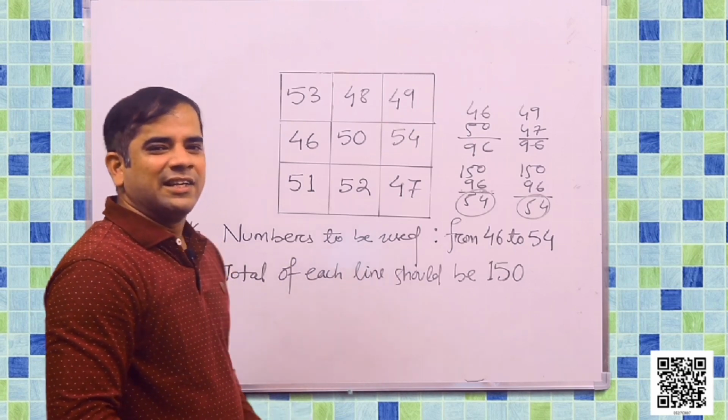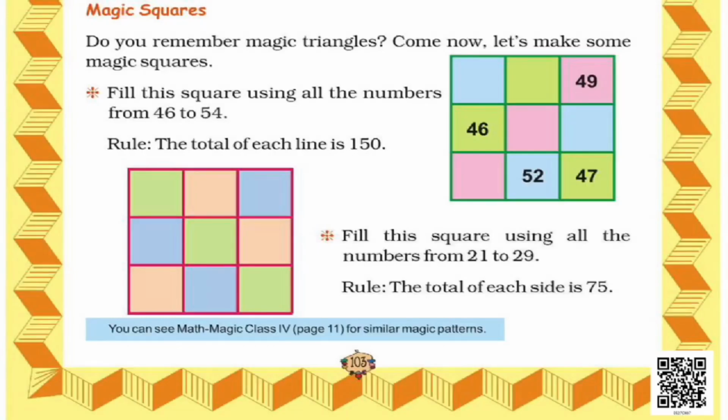Fine. Now there is a task for you. In the same way, you have to fill the square using all the numbers from 21 to 29. And what is the rule for that? The total of each side is 75. I have done the solution for this magic square, and I know you now have an idea how to go and fill the square. Just concentrate on the numbers 21 to 29. And what is the rule? The sum of the numbers in each line is 75. Okay? Now do it by yourself.